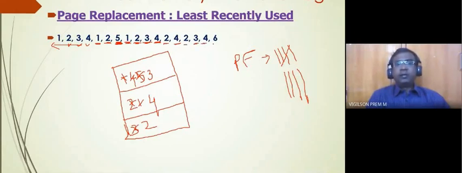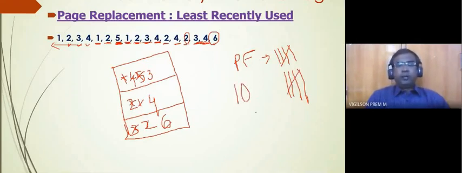Now listen carefully, I have to replace for 6. So among 3, 4, 2, what is the oldest reference? 4 is there, 3 is there, and 2 is the oldest reference. So now I will replace it with 6. So total there are 10 page faults.